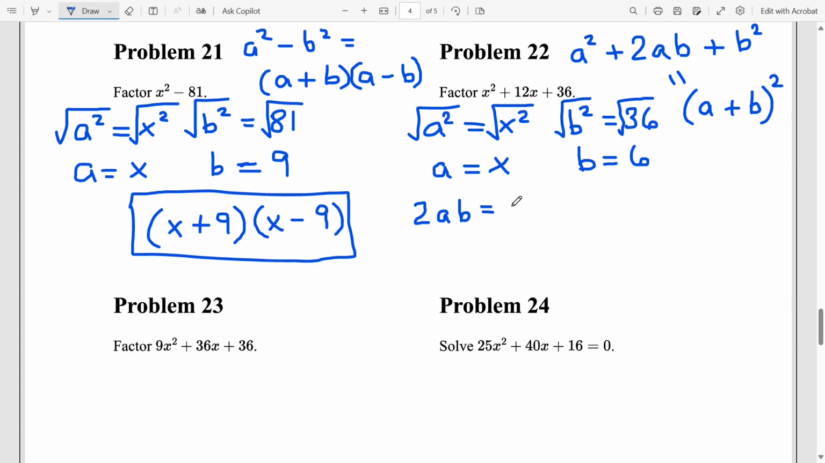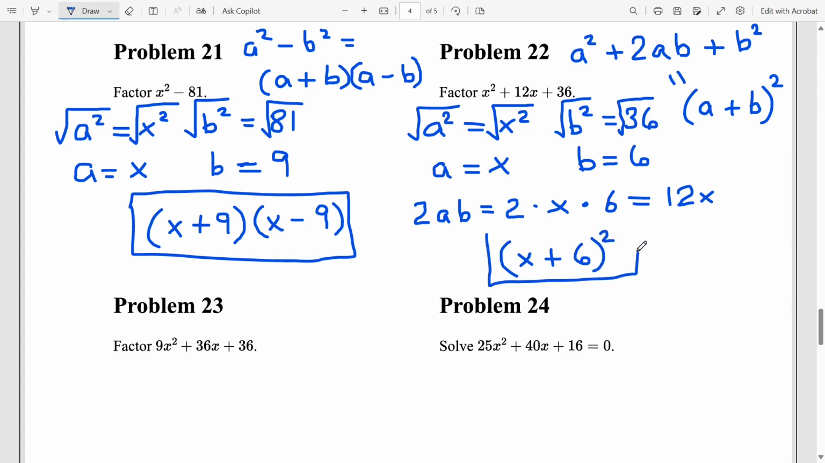So 2ab is going to be 2 times x times 6, which is going to be 12x. So that's what we want. So this is a perfect square trinomial. So the factored form is going to be the quantity a plus b squared. So it's going to be x plus 6 squared. All right.